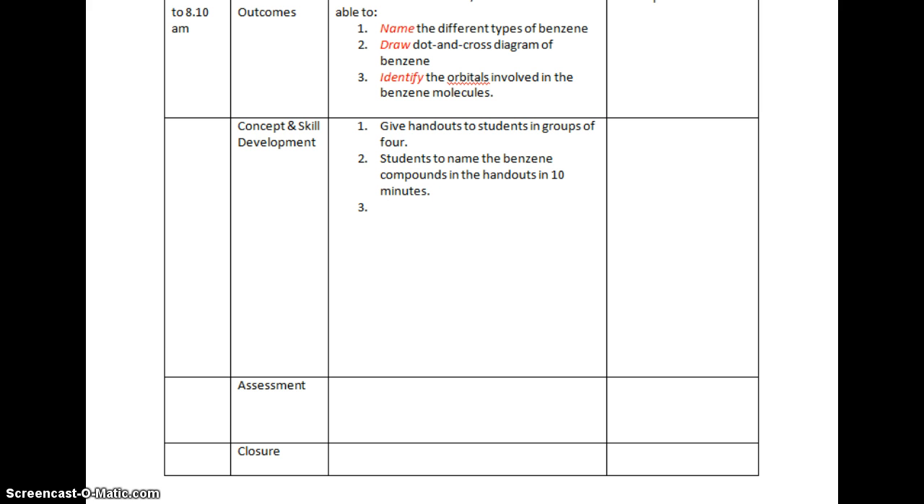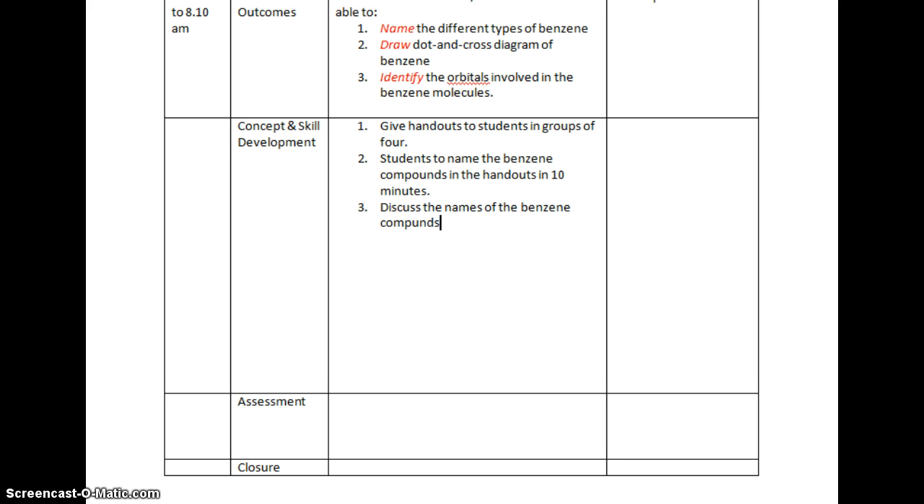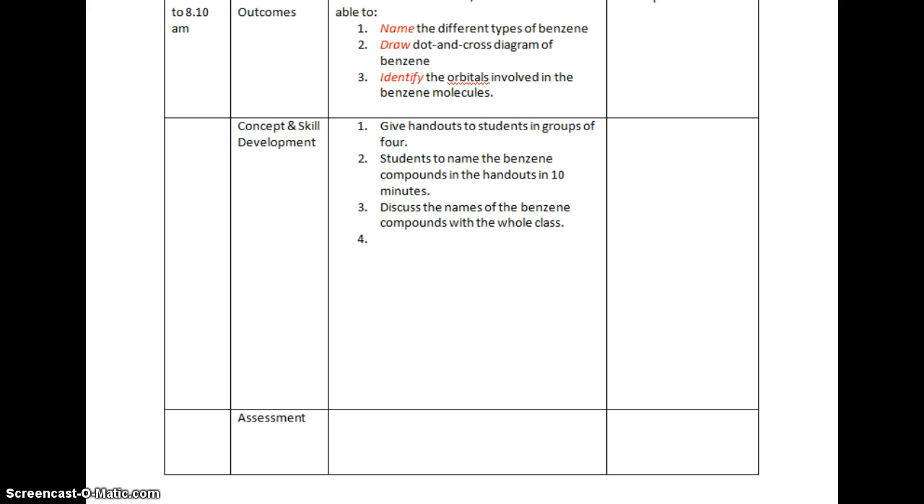And then the third one is discuss the names of the benzene compounds with the whole class. Right, and then you look at number 2. So that is number 1, lesson outcomes number 1. Lesson outcomes number 2 is draw dot and cross diagram of benzene.